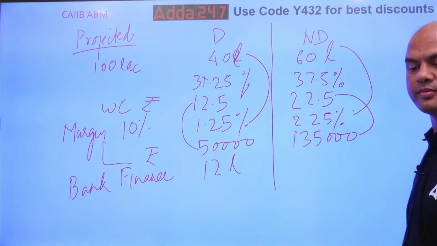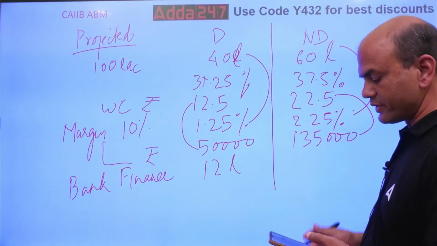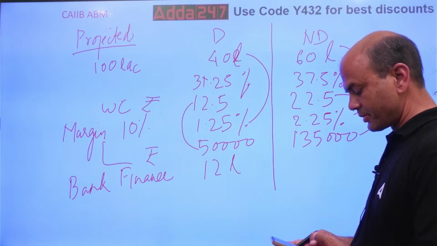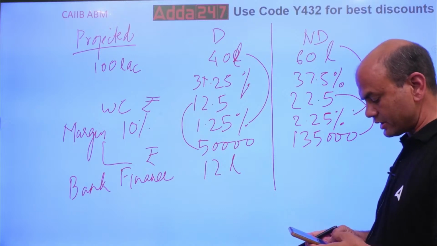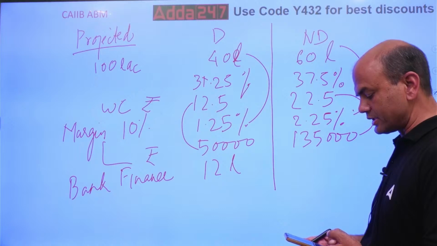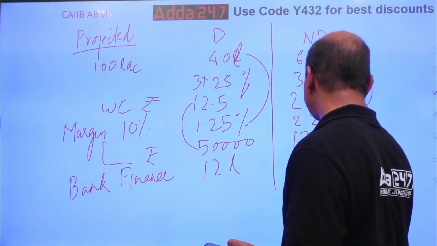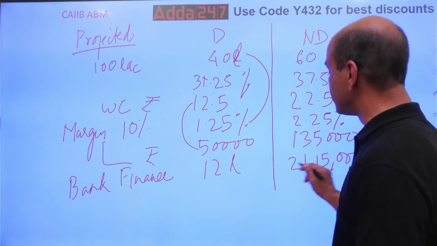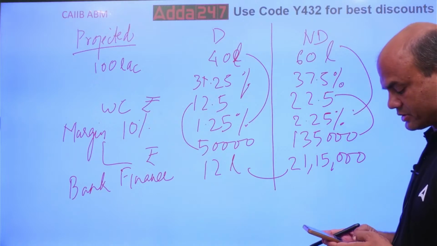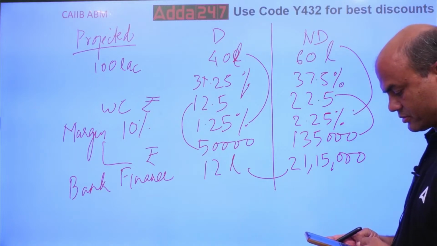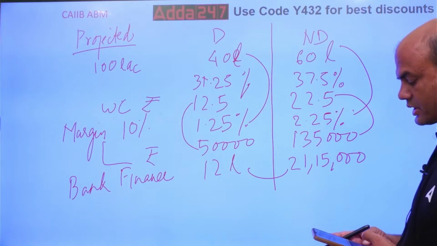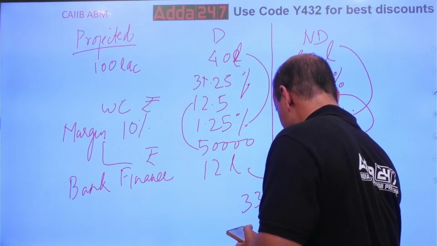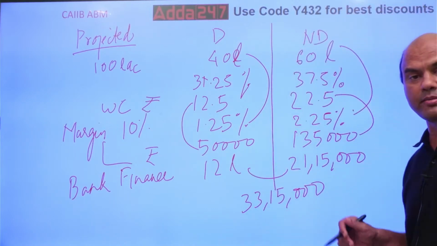In the non-digital part, what am I getting? 22.5 minus 1,35,000. You'll have to do this on the calculator. 22 lakhs 50,000 minus 1,35,000, so you get 21 lakh 15,000. So what is my total bank finance then? Addition of these two: 12 lakhs plus 21 lakh 15,000, so 33 lakh 15,000. This will be my net banking finance, or working capital finance by the bank.